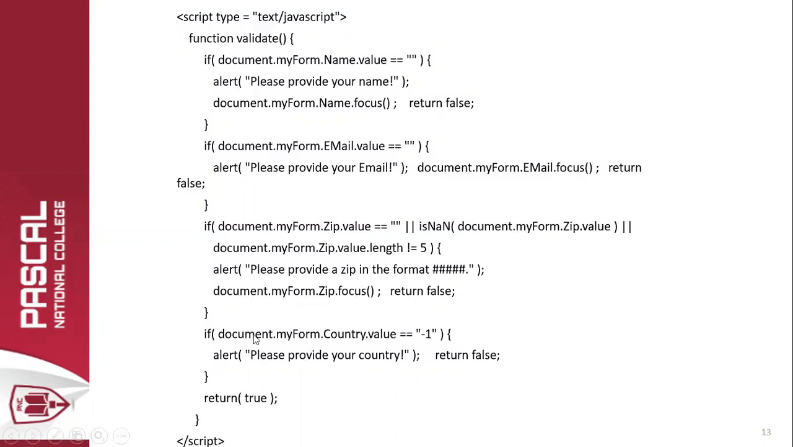Similarly, if document.myform.country.value equals -1, meaning you do not select any of the values, then it will display an alert, provide your country. Your first value will always be 0. -1 means you haven't selected any of the options, then return false. If everything is fine, then you will return true. So this is how it will work for validation with JavaScript.